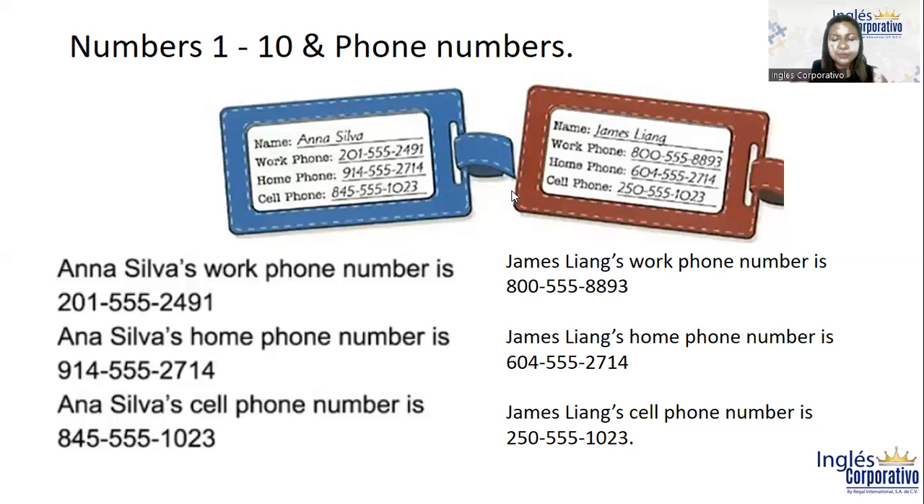Good. So as you can see, it's easy. It's very easy. En inglés, casi siempre se va diciendo number by number, número por número. En español, a veces lo decimos 75, 40, 82, 60. Pero en inglés normalmente se dice number by number, número por número. También se puede decir, por ejemplo, 800-555-8893. Pero, pues usualmente casi siempre es number by number.